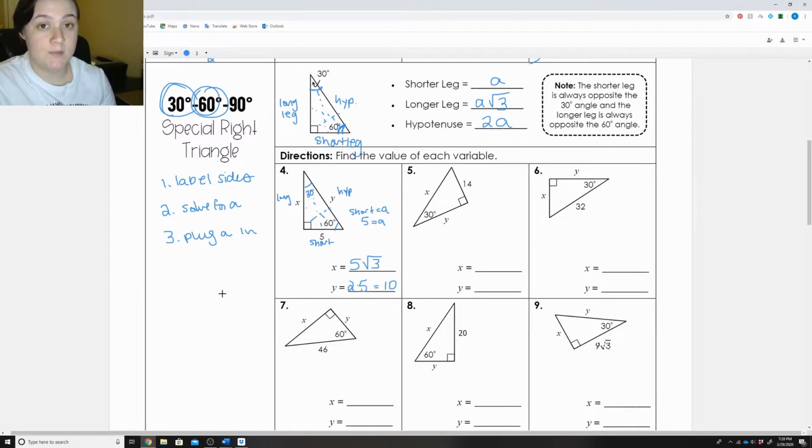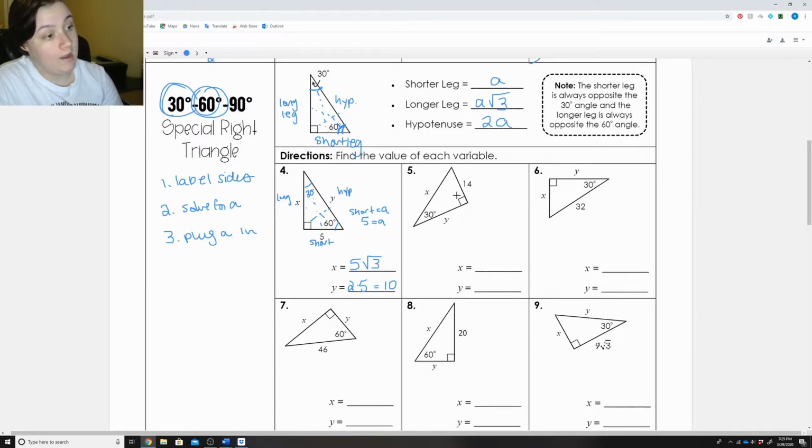So in each of these problems, you're going to label the sides: the longer side, the shorter side, and then the hypotenuse. You're going to solve for A, which might require a little more work if you have one of these two instead of just the shorter leg. And then from there, you'll just plug them in to get the other two sides.